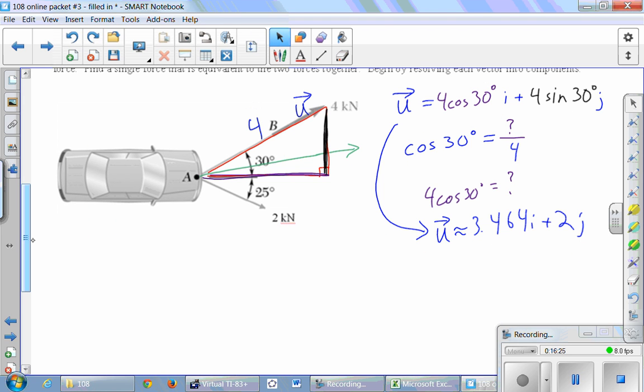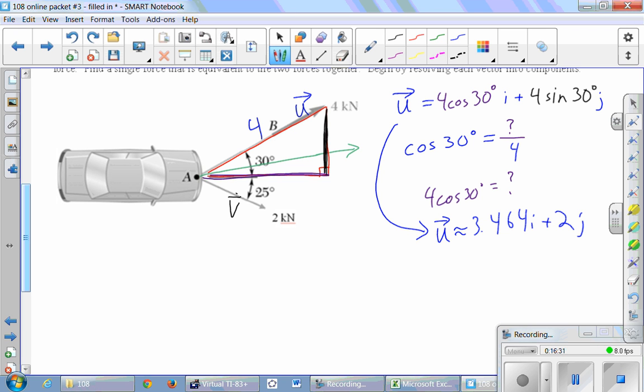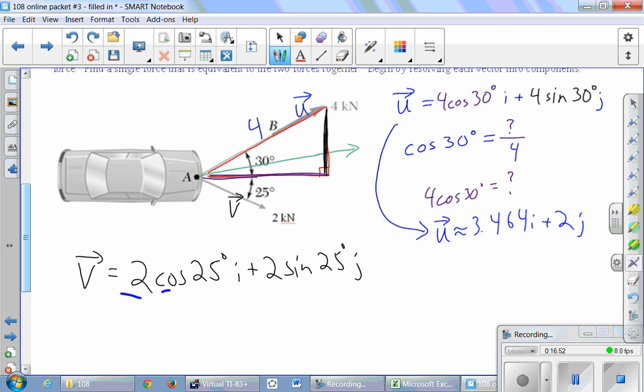Okay, and then we'll play the same game for the other vector, which I'm going to call v. It's exactly the same thing, so we'll just jump to the punchline here. V is equal to 2 times cosine of 25 with an i on it, plus 2 sine of 25 with a j. In fact, this whole idea of multiplying r by cosine and r by sine, we saw it when we were doing trig, again when we were doing polar coordinates, and again when we were doing imaginary numbers. So that's it. But here's the problem.